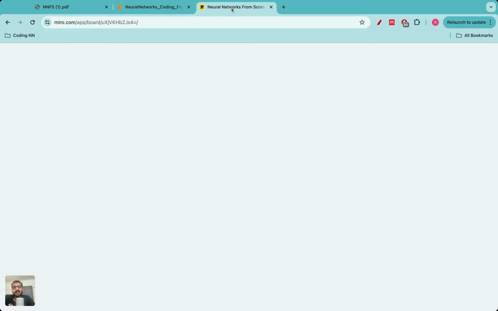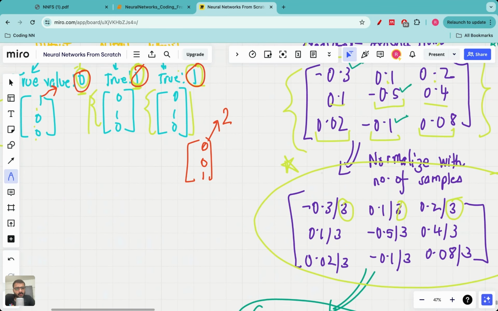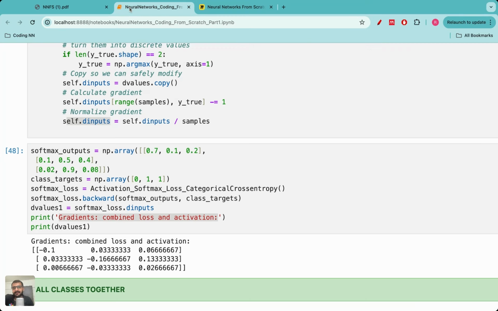So let's actually see whether these are the same values which we obtained over here. For the first row, which is for the first batch of input data, the values which we obtained are minus 0.1, 0.033, and 0.066. So if you look at the code, the first row is minus 0.1, 0.033, and 0.066. This is exactly what we obtained.